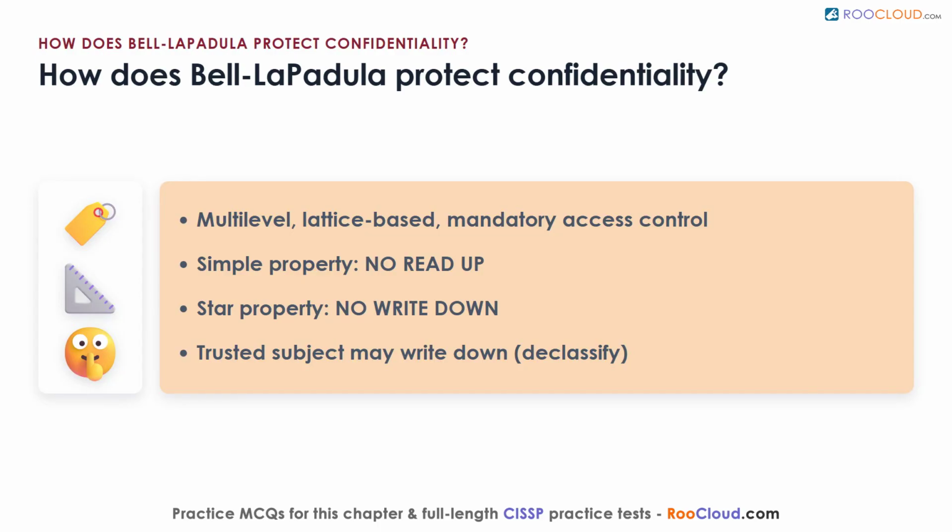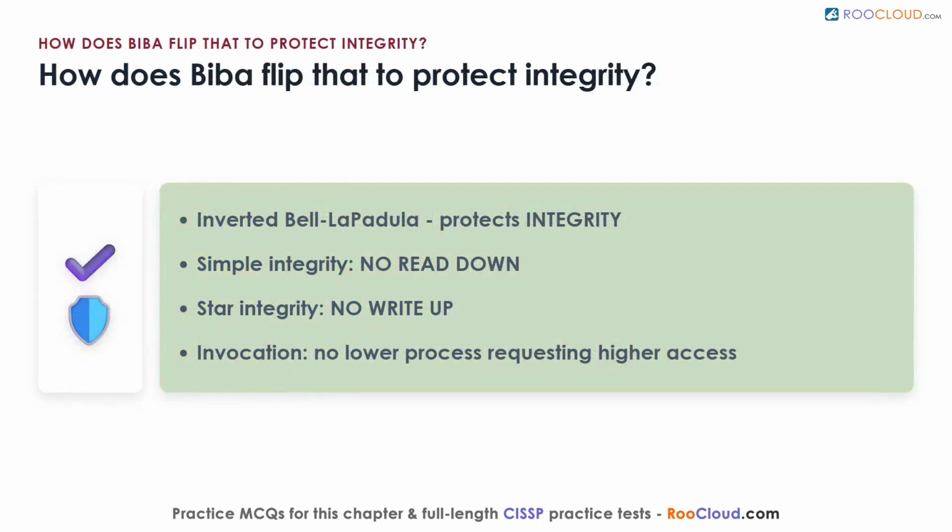A third property uses an access matrix to enforce need to know. There is one exception. A trusted subject may violate no write-down to legitimately declassify information. Remember, simple is about reading. Star is about writing. How does Biba flip that same idea to protect integrity?